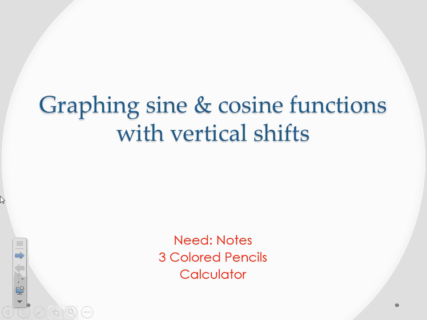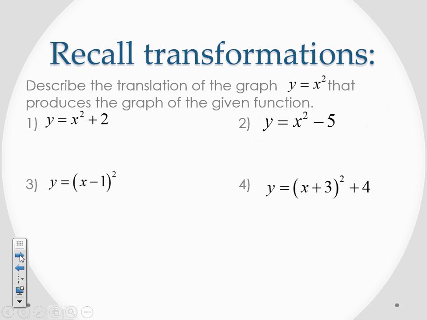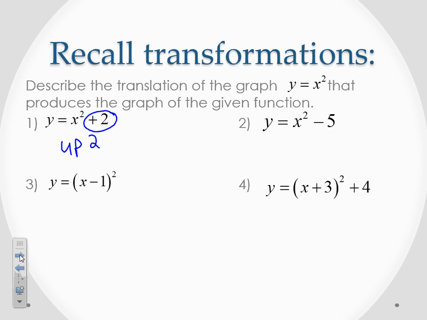Alright, let's get started. First thing we're going to talk about is our transformations that we've already learned. So this doesn't have to go in your notes, we're just going to do a little review. Now if we look at number 1 here, we have that plus 2. We know that plus 2 on the end means that we're going to go up 2. If we look at number 2 over here, we have a negative 5 at the end. That means we're going to go down 5.